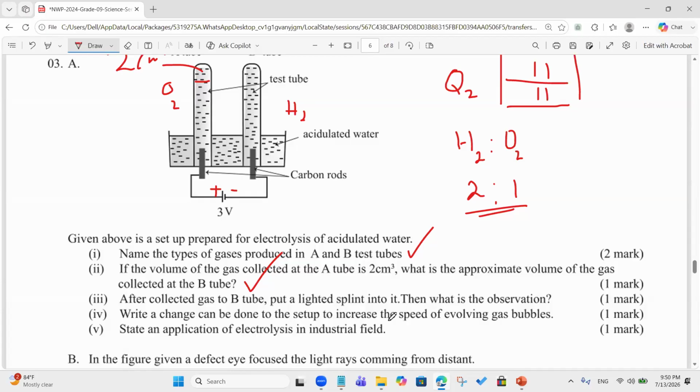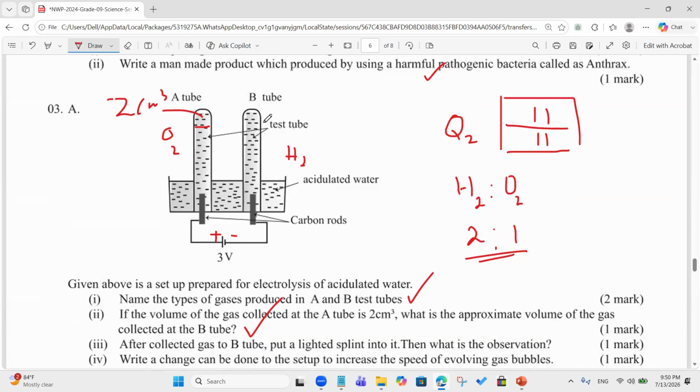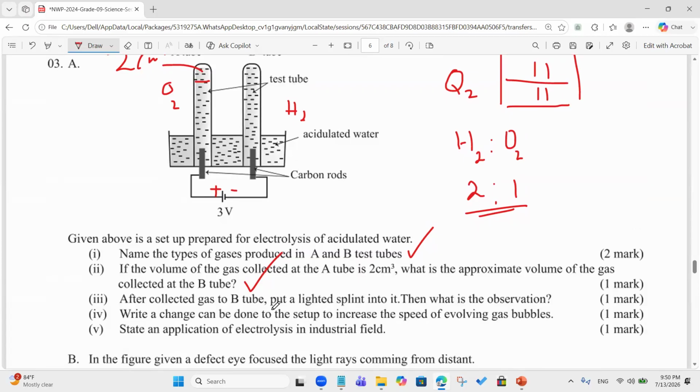Lighted splint is inserted. What's the observation? B tube means what? B tube is the hydrogen tube. When you put a lighted splint into the hydrogen gas, what is the observation? It burns with a pop sound, right? It burns with a pop sound.